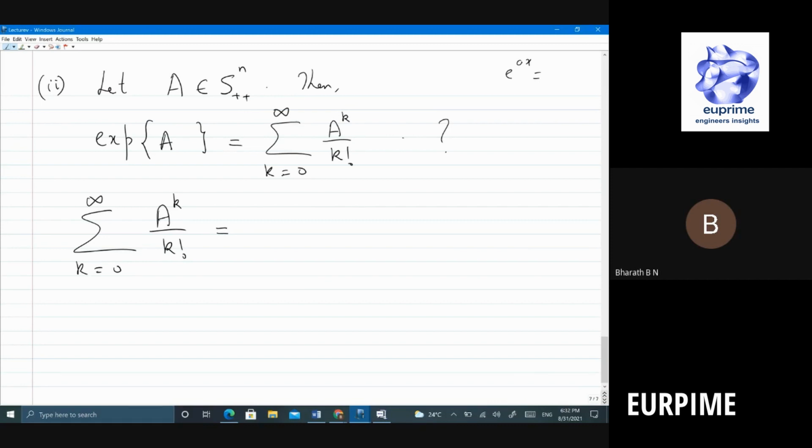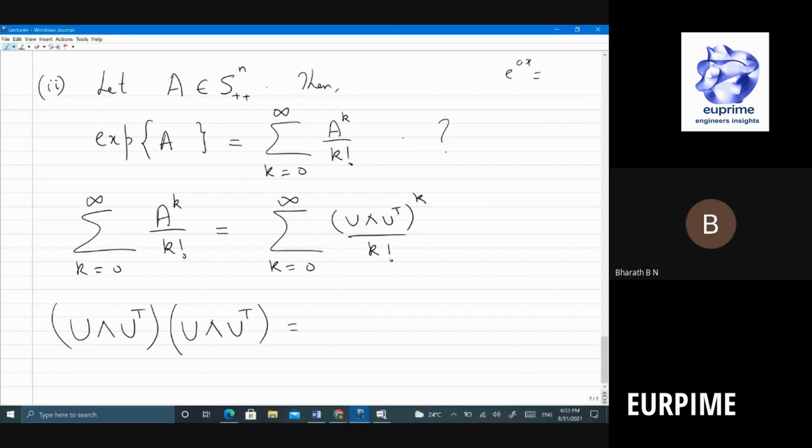A is symmetric, right? So I can do eigenvalue decomposition. So what do I get? (U lambda U transpose) whole power k, over k factorial. Now you have this interesting quantity, (U lambda U transpose) whole power k. Let's do whole squared instead of whole power k. So what is whole squared? U lambda U transpose, what will happen? This U transpose and this U will cancel, right? What do you have? You have U lambda squared, since lambda is diagonal. When you multiply lambda two times, you get lambda squared, U transpose. Clear? What happens if you take A and multiply it k times? U lambda power k U transpose, right?